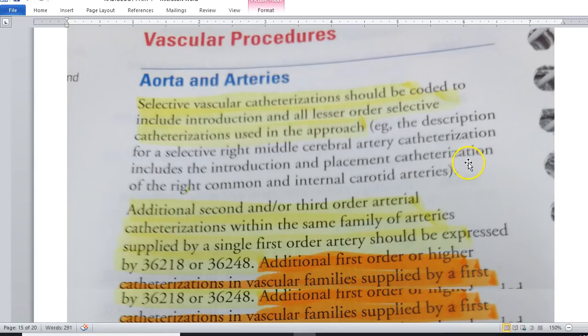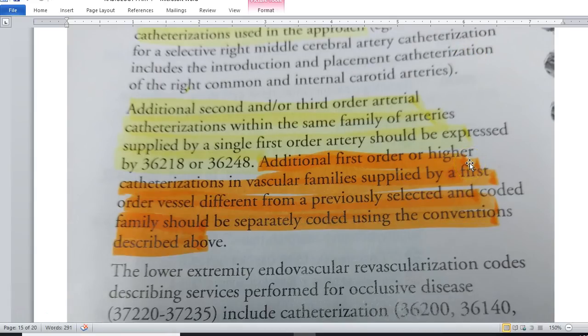Now, additional second and or third order arterial catheterizations within the same family of arteries supplied by a first order artery should be expressed by 36218 or 36248. And again, this matches back with cardiac surgery. Additional first order or higher catheterization of vascular families supplied by a first order vessel different from a previously selected and coded family should be coded separately using the conventions described above.